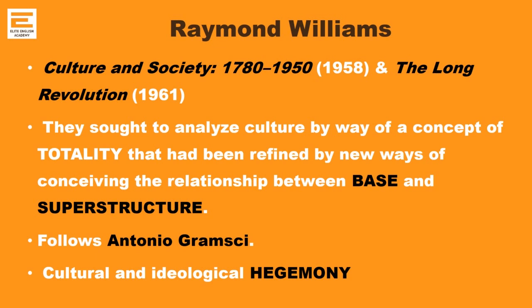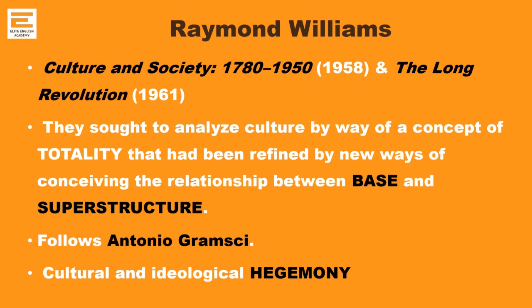Raymond Williams is the most important person from whom we say cultural studies originated. His two works are very important in this regard. One is Culture and Society, published in 1958, and The Long Revolution in 1961. Here, cultural studies sought to analyze culture by way of a concept of totality, refined by new ways of conceiving the relationship between base and superstructure. The idea of base and superstructure is derived from Marxism.